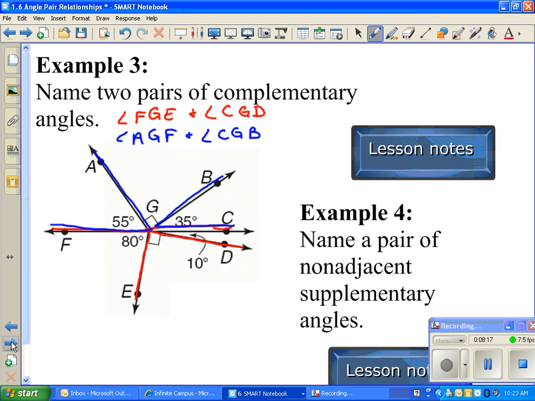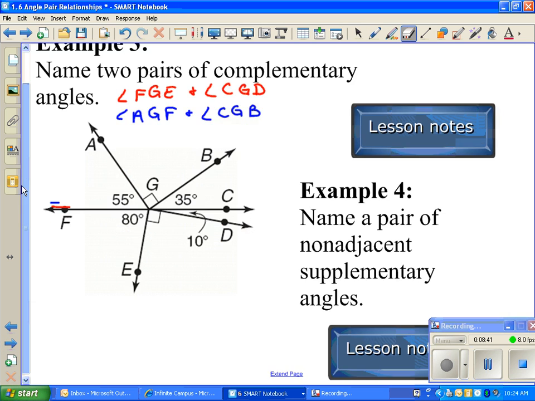Any others? You just have one pair? Okay, can you have one pair? No, because they have to be two. So it can't be the 90-degree angles. So that's it. All right. So we've got those.